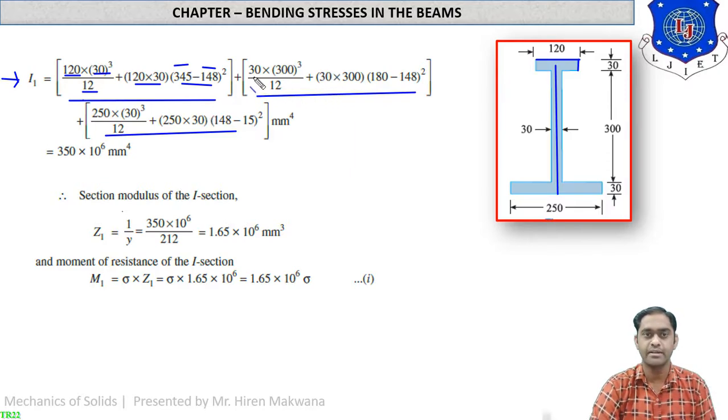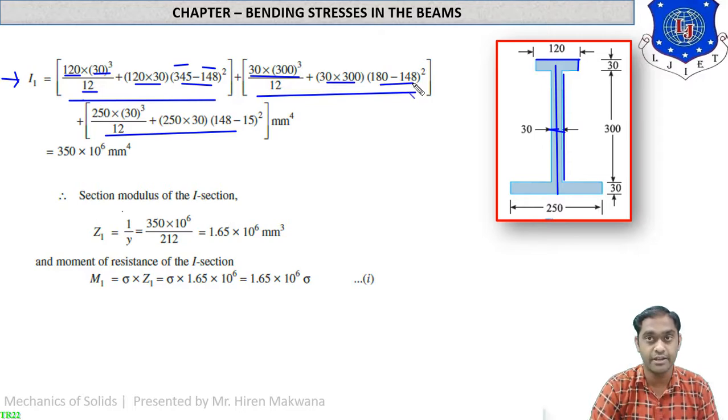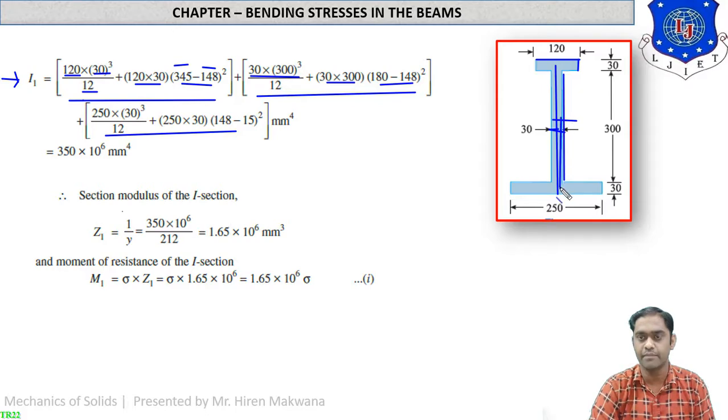In the second part, here again it is BD cube by 12. B means 30, depth means 300. So 30 into 300 cube divided by 12. Area will be 30 into 300, and here it is the CG, y bar minus y2, or you can say y2 minus y bar. So y2 will be 180, means CG of this part from the bottom, 150 plus 30, 180. Minus 148, which is our y bar, whole square as it is.